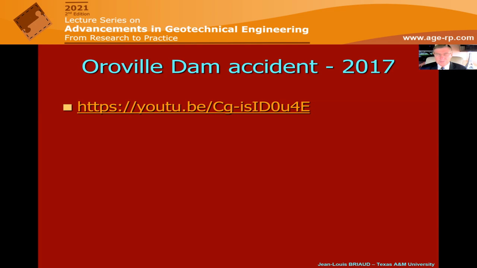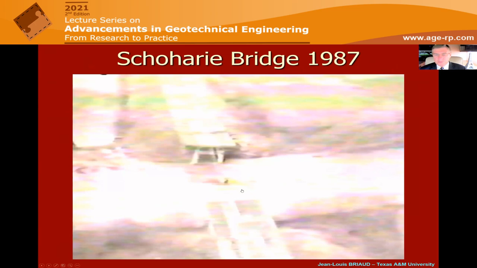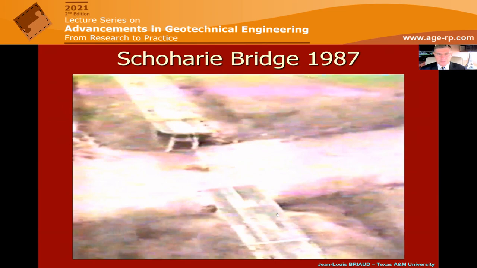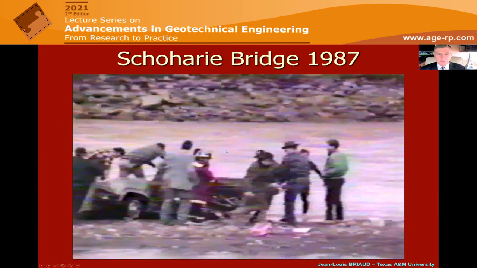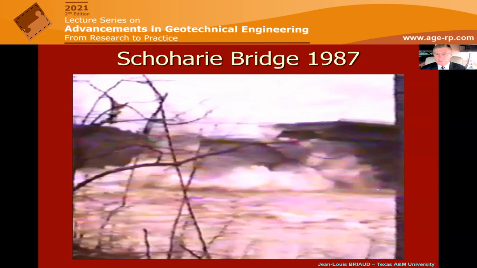This one is now going back to 1987. You're looking at the collapse of a bridge. 10 people died, and a shallow foundation on glacial till. And here's the collapse of the second span of that bridge as the foundation was moving.